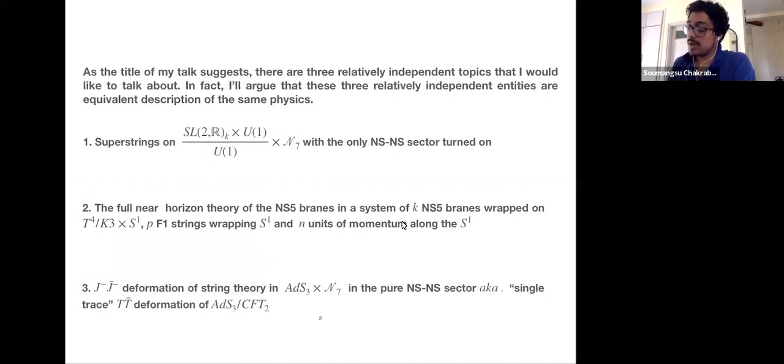relatively independent entities, which are like this. The coset superstring background is a critical string background. Then you have NS5 branes wrapping T4 times S1 with P fundamental strings wrapping the S1 and n units of momentum. And I'm going to talk about some marginal worldsheet deformation of string theory in AdS3 times some compact manifold. The deformations that I'm going to talk about are these J minus, J bar minus deformations. This particular deformation is also known as single trace TTbar.